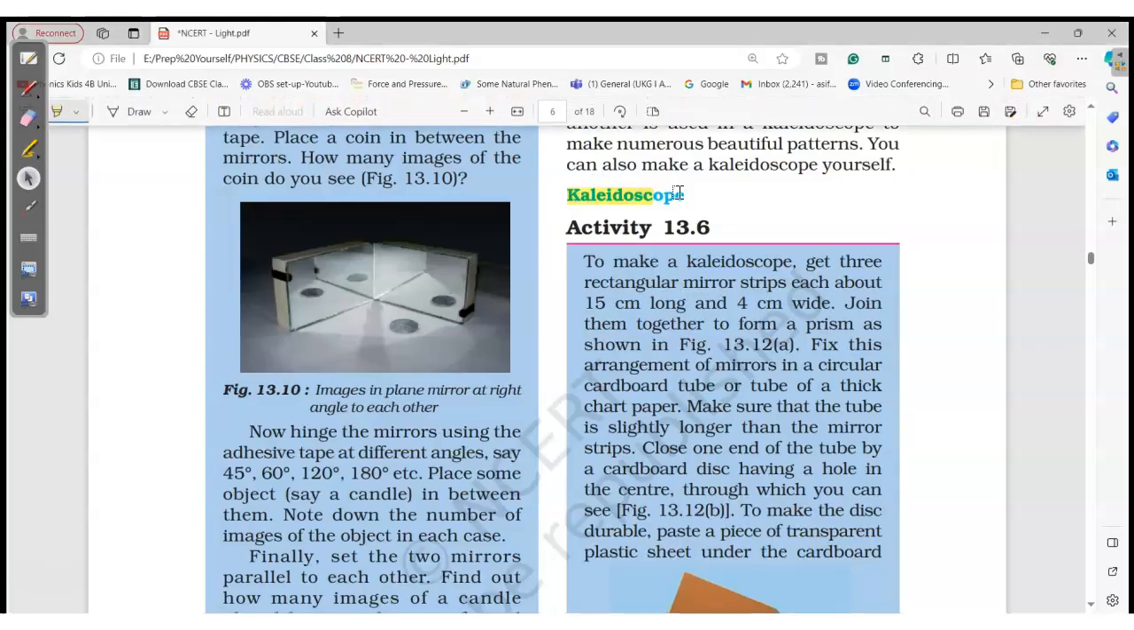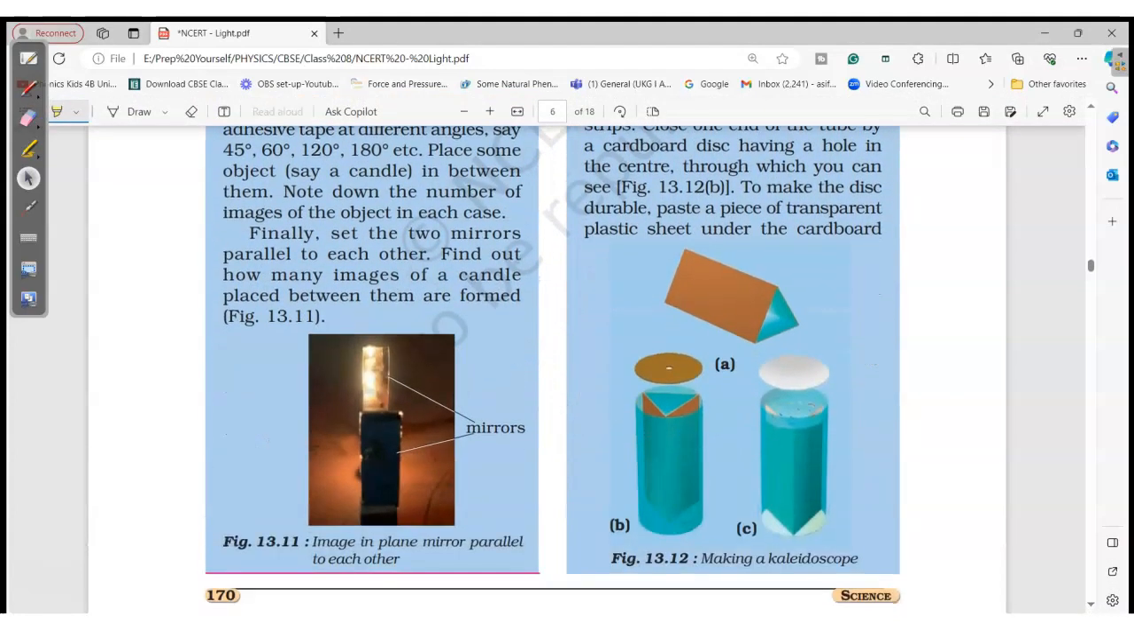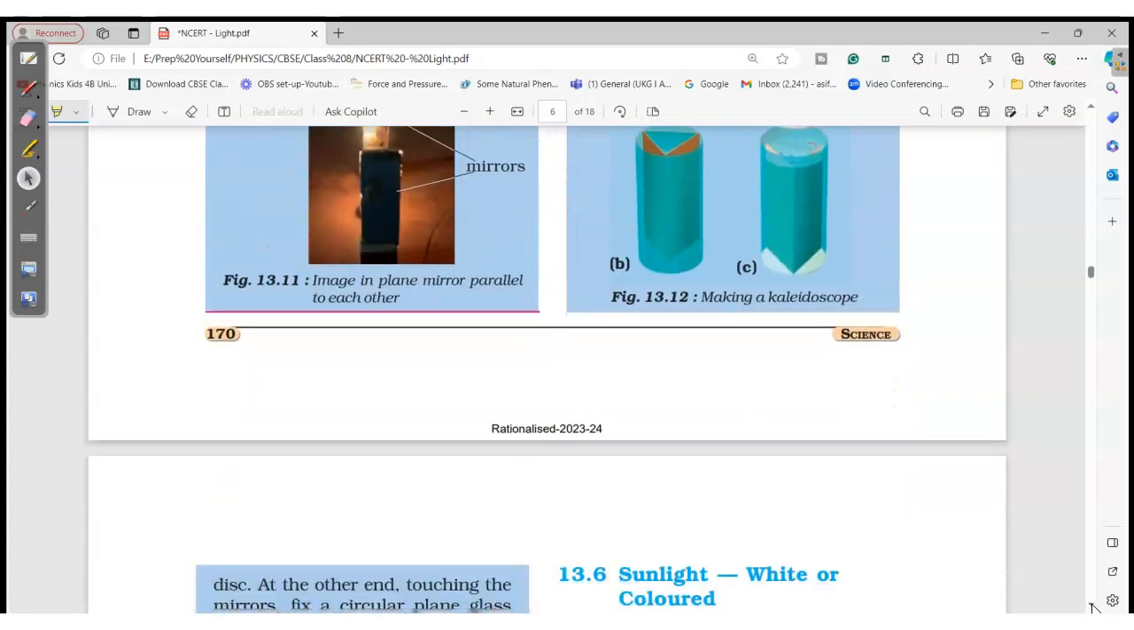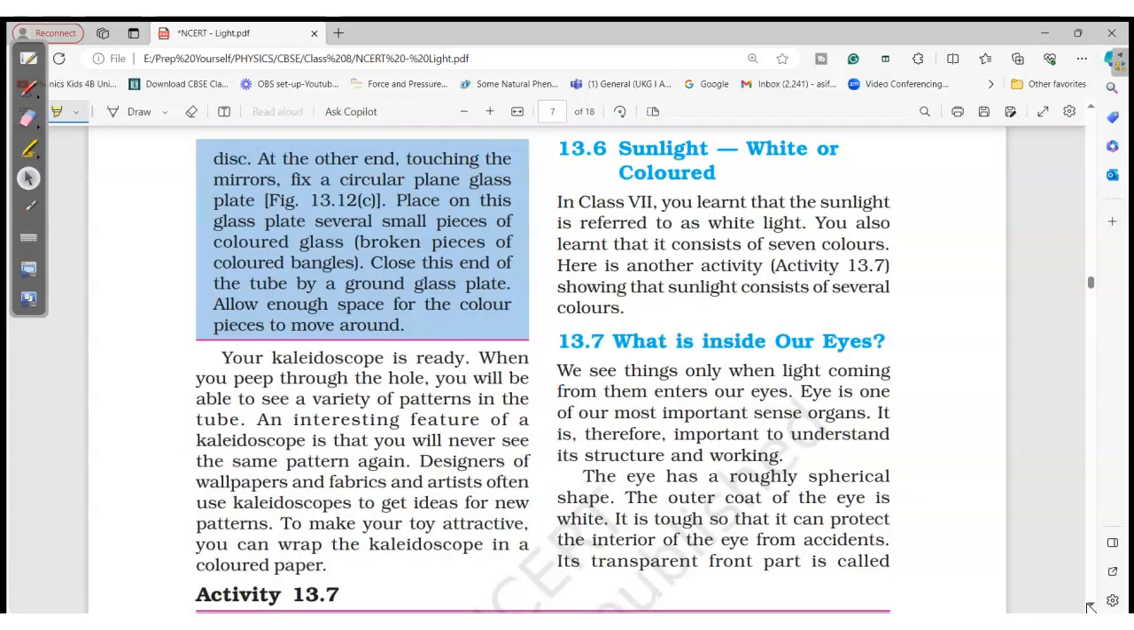Okay, so let us go back. You see the kaleidoscope over here. See the construction of a kaleidoscope, how they are constructing it. You can do that at your home and see for yourself. So again, what is responsible for the colorful images formed in a kaleidoscope is multiple reflection. Okay, clear everyone?